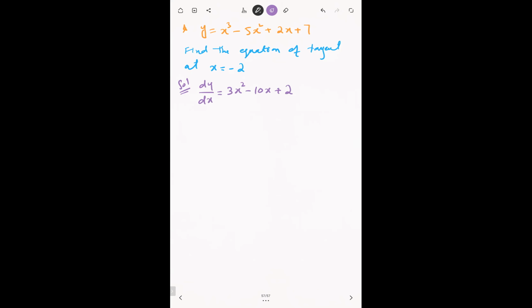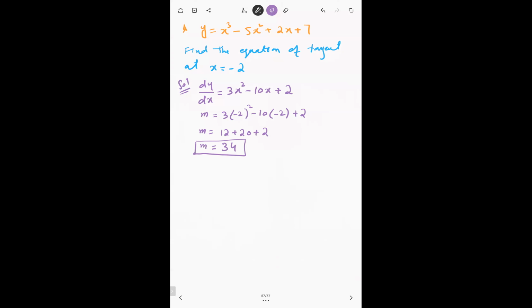Now put x is equal to minus 2. So minus 2 square is 4 times 3 is 12. 12 plus 20 plus 2. I am getting gradient 34. That's a gradient of tangent at x is equal to minus 2.